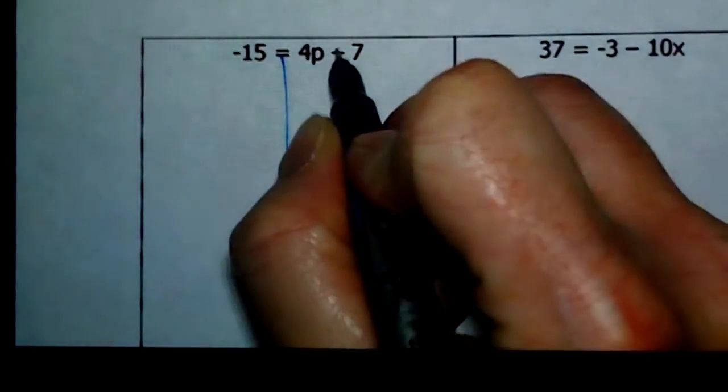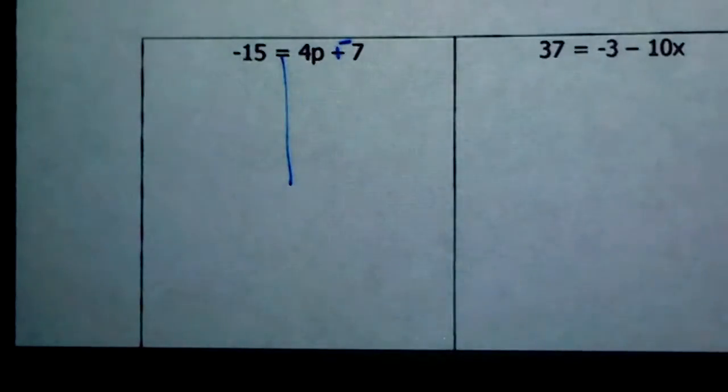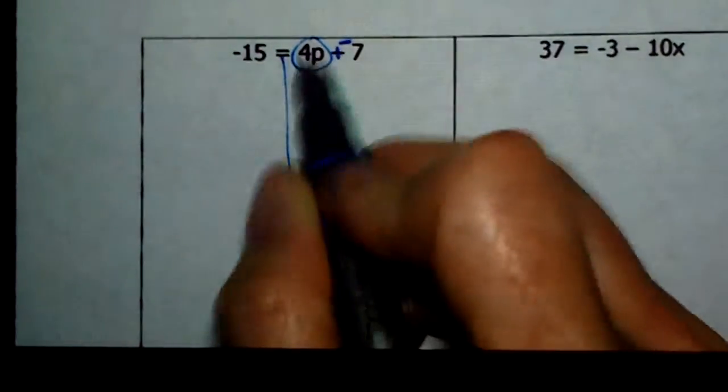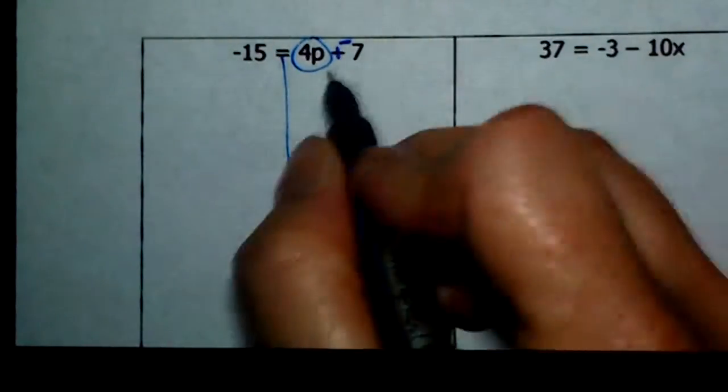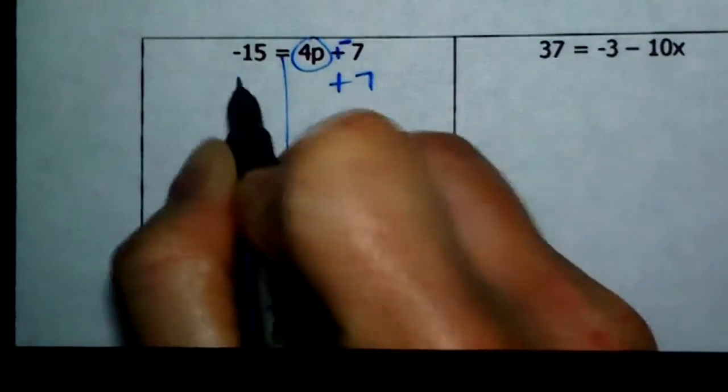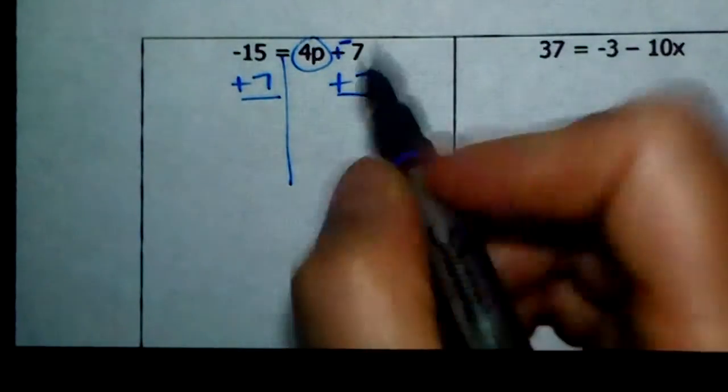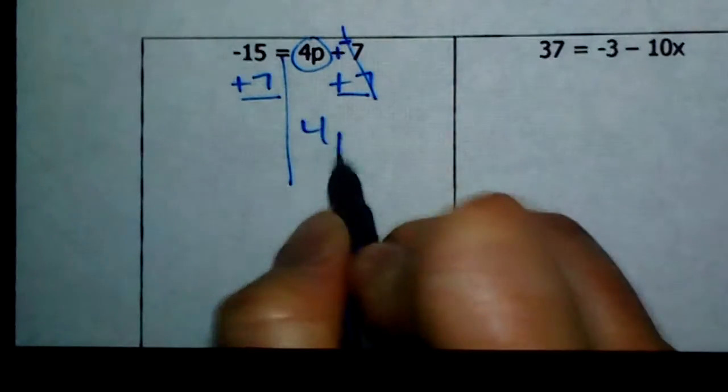Okay, this is subtraction. I'm going to keep change. Notice the variable term is on the right. That's okay. It doesn't always have to go on the left. There's not a law that says that. So I want 4p by itself first. So I'm going to get rid of this negative 7 by adding a positive 7. Those are gone. 4p is left.